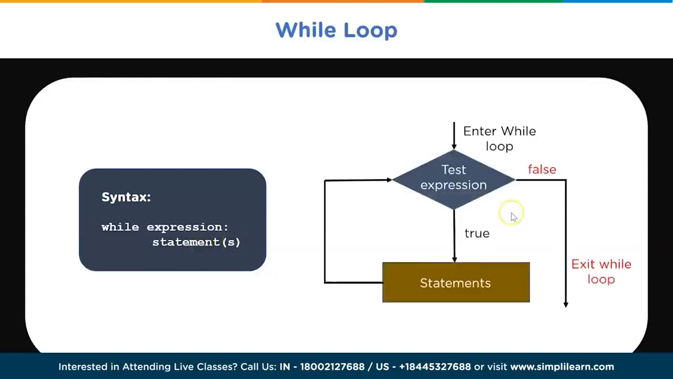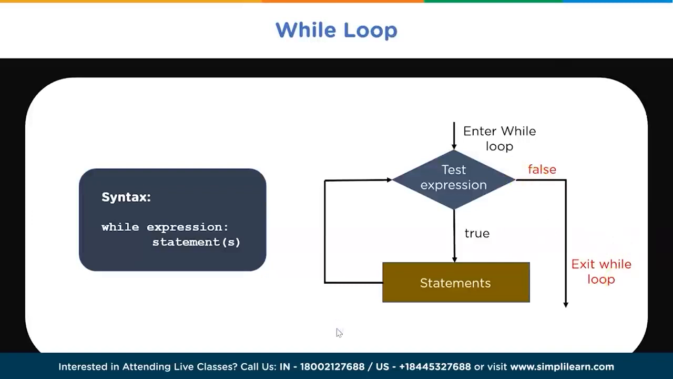Now on the right side, you can see the flow chart to show all the steps to execute a while loop. So you can see here we have the test expression. If the test expression evaluates to true, then we execute the statements that are present inside the while block. But if the condition is false, we will exit out of the while loop.